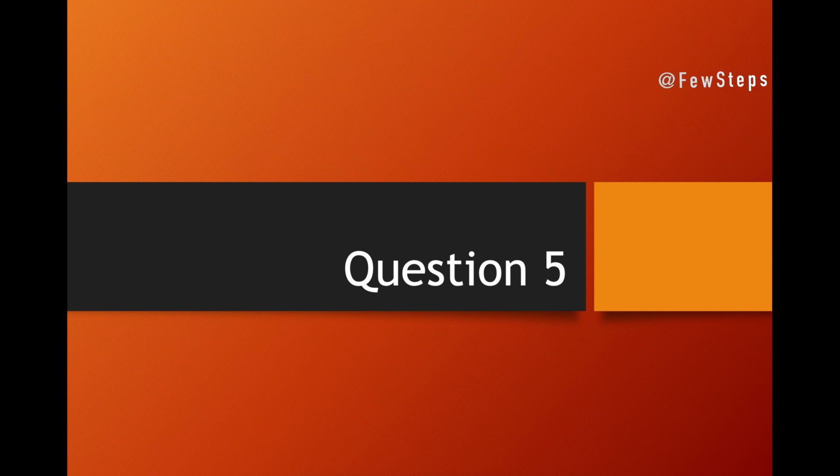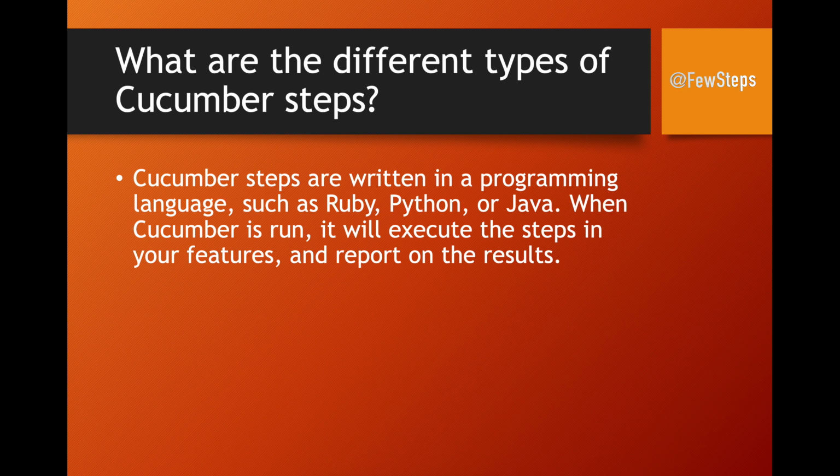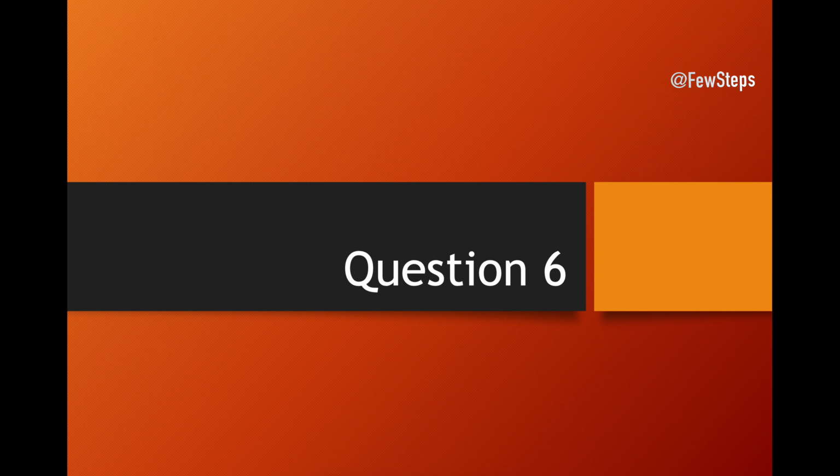Question 5. What are the different types of Cucumber steps? Cucumber steps are written in a programming language, such as Ruby, Python, or Java. When Cucumber is run, it will execute the steps in your features and report on the results.